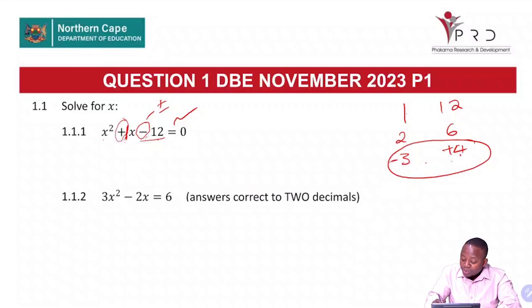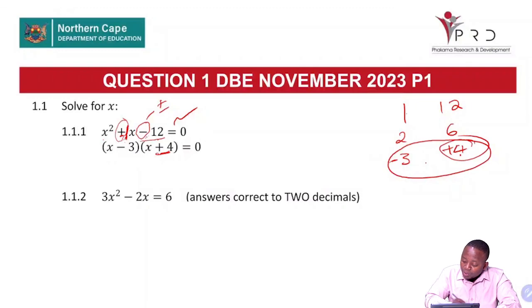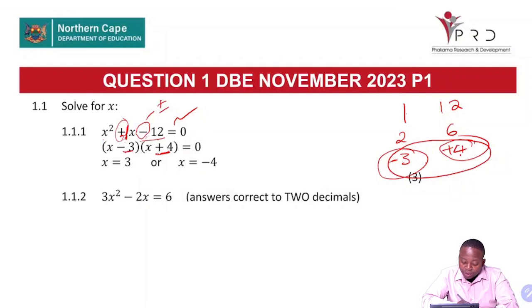When you swap the signs, you'll get a negative 1, and the answer is supposed to be a positive x. Now, what do we do? Open two brackets. We have x plus 4, that's the positive 4, so it is our factor there. And we have the minus 3, which is what we have in that case. Then we solve: x equals 3 or x is equal to negative 4. So that's what we have for 1.1.1.